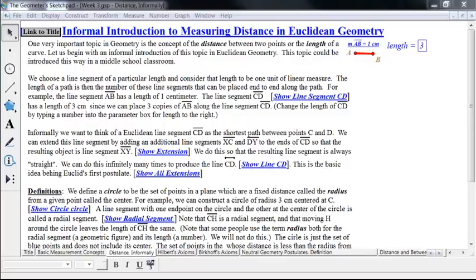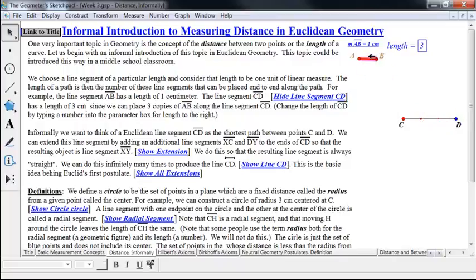So for example, we can take this curve AB, which is a line segment, a unit line segment, and it has a length of 1 centimeter. So we can take that as our basic unit length. And what we want to do when we're measuring lengths is see how many of those little segments we can line up end to end. So if we have a line segment, like the line segment CD, we can measure that by counting how many of these we can line up.